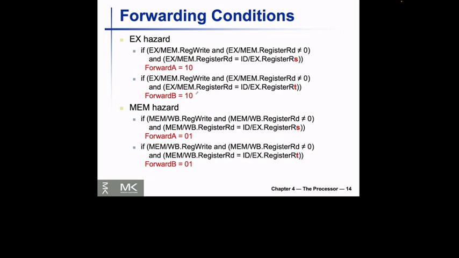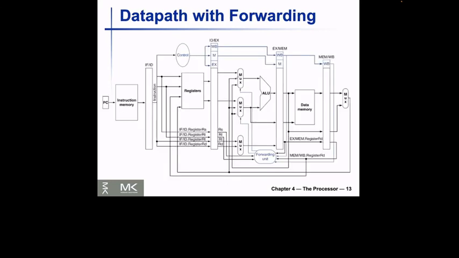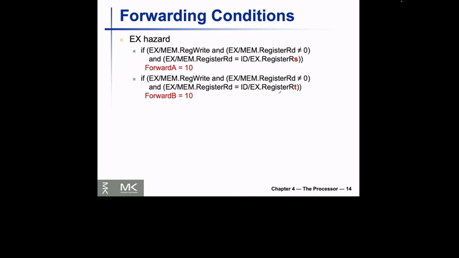Okay, so if your previous RD is your current RS, and you indeed want to write something to the register, and your RD is not 0, then your forward A is 01, which means this data will be passed here. Okay, and the last case is if your previous RD is your current RT, then this line will be passed. Okay, so that's the pseudocode here.